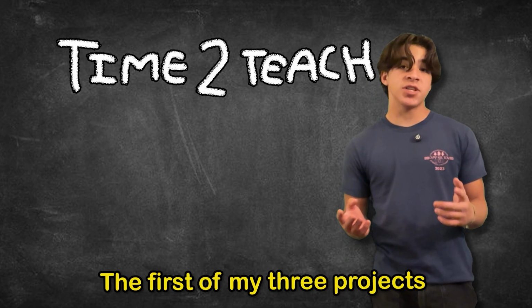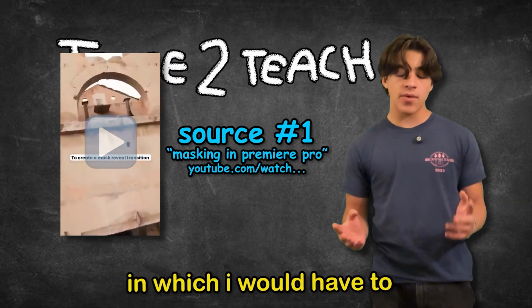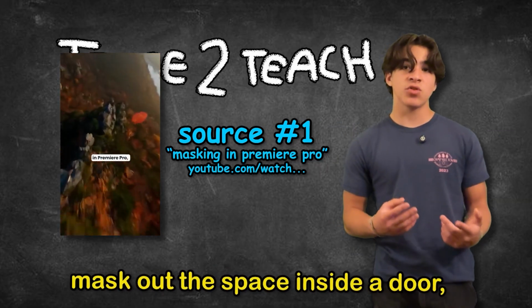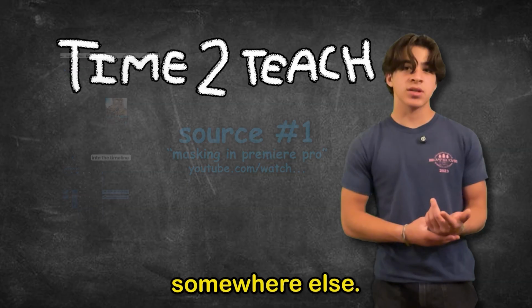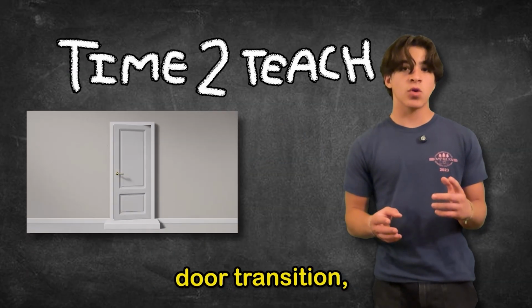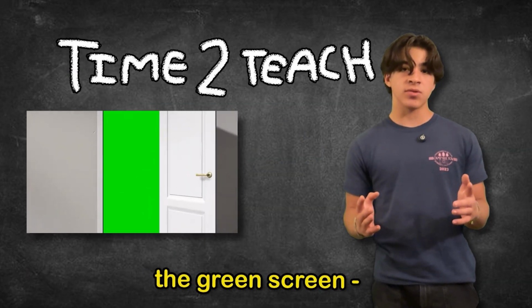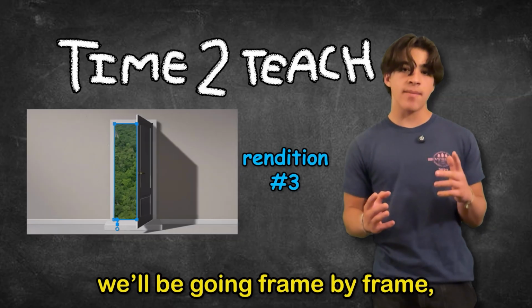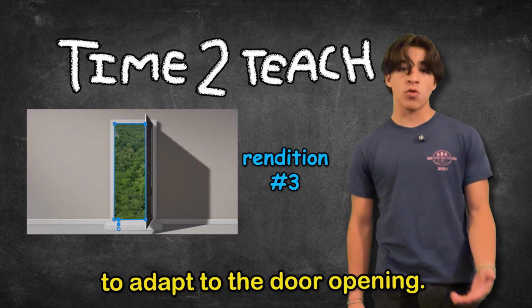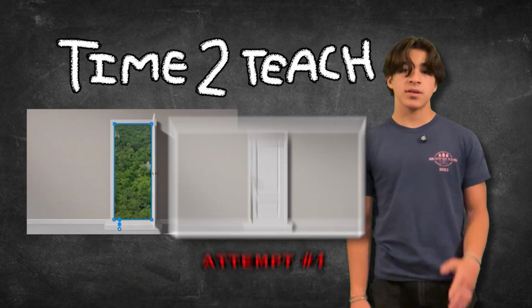The first of my 3 projects was a masking door transition, in which I would have to mask out the space inside a door, making it look like it leads somewhere else. The raw footage for this was a green screen door transition, but we won't be using the green screen. We'll be going frame by frame and moving the points to adapt to the door opening. Let's watch my first attempt.